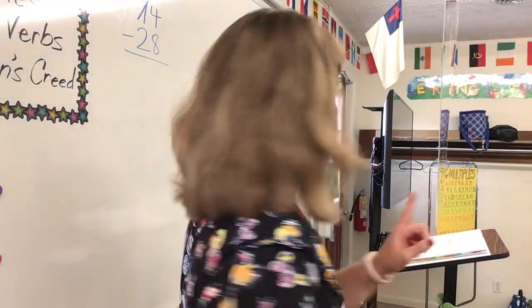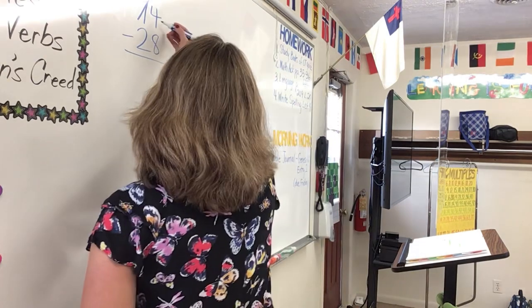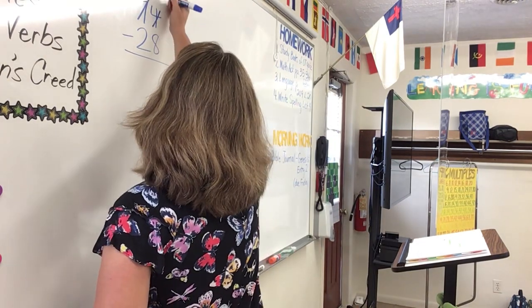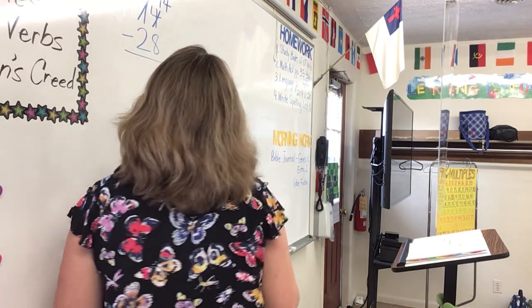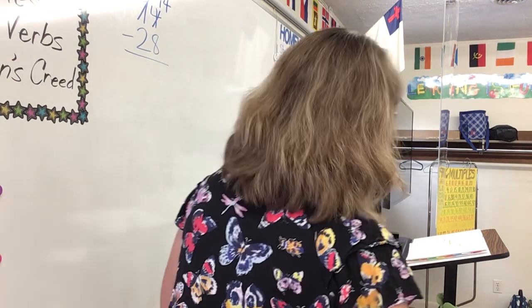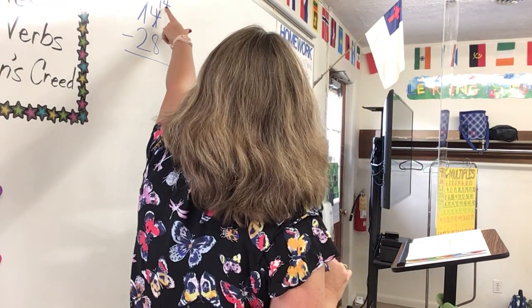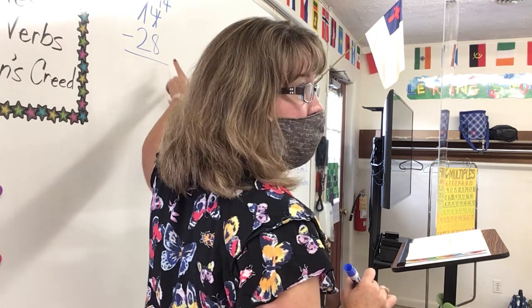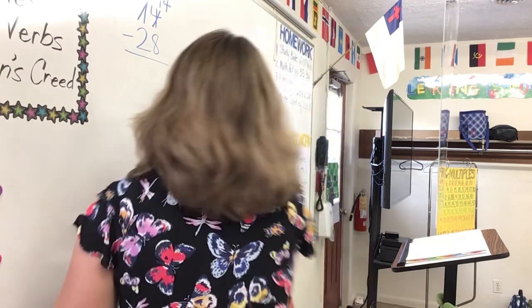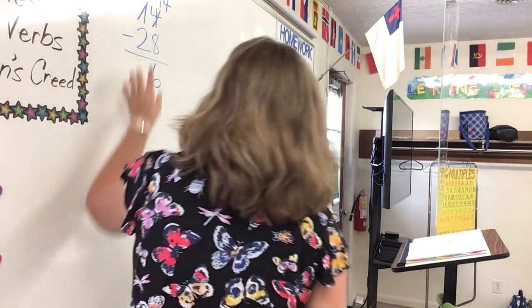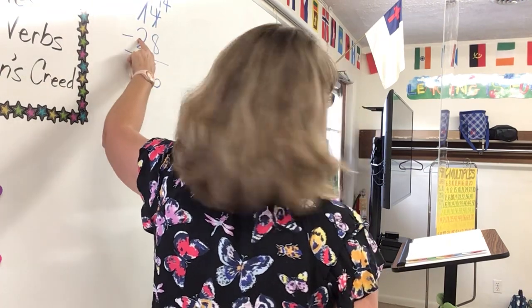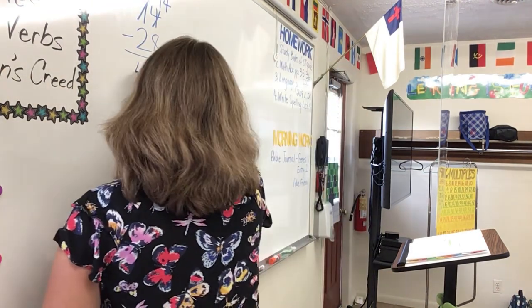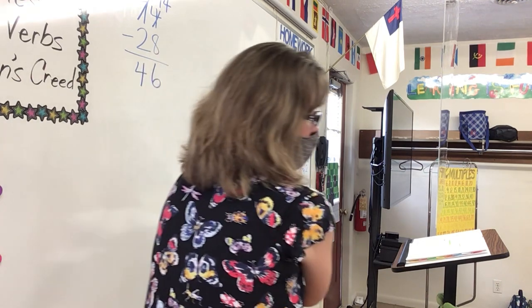Now I'm going to take the 10 that he gave me and add it to my 4. Now I'm 14. So now I can subtract. 14 minus 8 is 6. And then go to my tens place. 6 minus 2 is 4. Good.